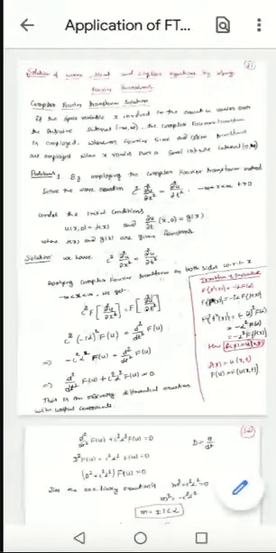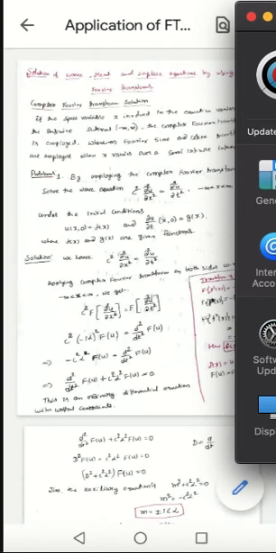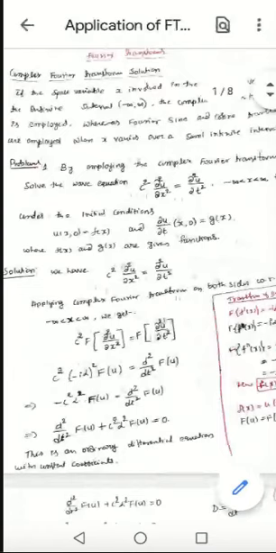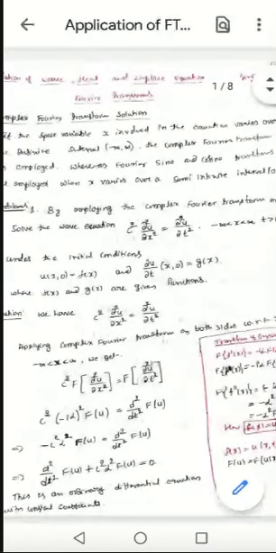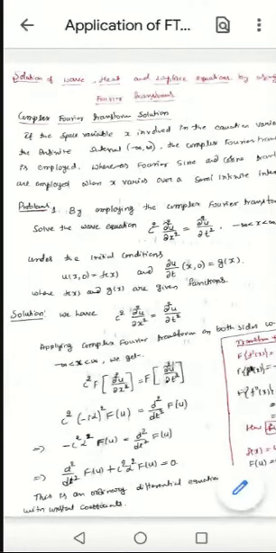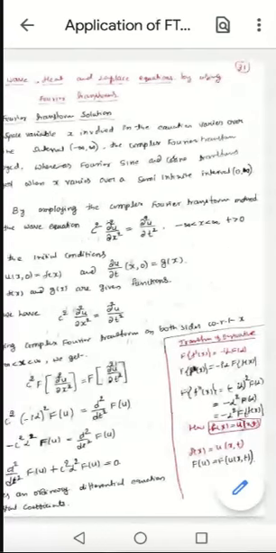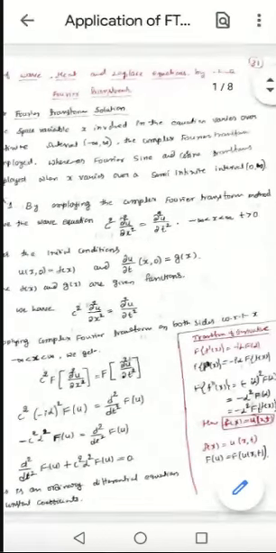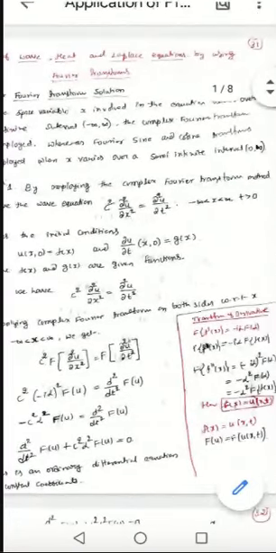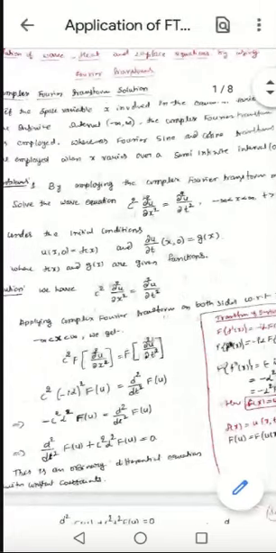So Fourier transform means nothing but a complex Fourier transform. If the space variable x involved in the equation varies over the infinite interval minus infinity to plus infinity, the complex Fourier transform is employed, whereas Fourier sine and cosine transforms are employed when x varies over a semi-infinite interval. So you have an interval minus infinity to plus infinity, and you can apply the sine and cosine transforms for a semi-infinite interval, 0 to infinity.